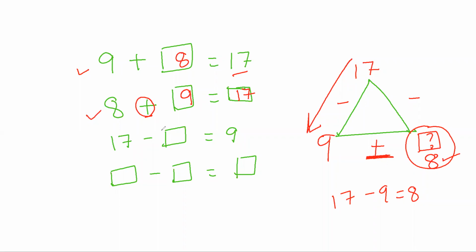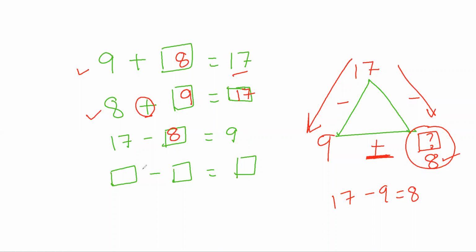17 minus something is equal to 9. Now look at 17 minus 9. There are two facts possible. 17 minus 9, but I cannot use that here because 9 is the answer part. So I will use the other side, 17 minus 8. I will this time use this side, 17 minus 8, and the answer part is 9.